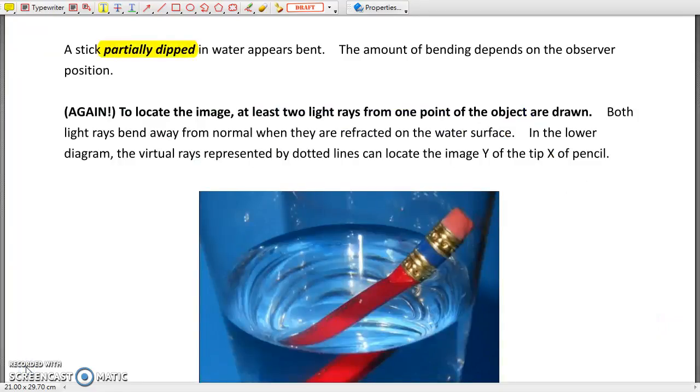Another example is a stick that is partially immersed in water. It will look bent. Yes, and if you don't believe it, you may try it at home. Put a chopstick into water partially in a big bowl. You will see it bend. Okay, but why does it look bent?